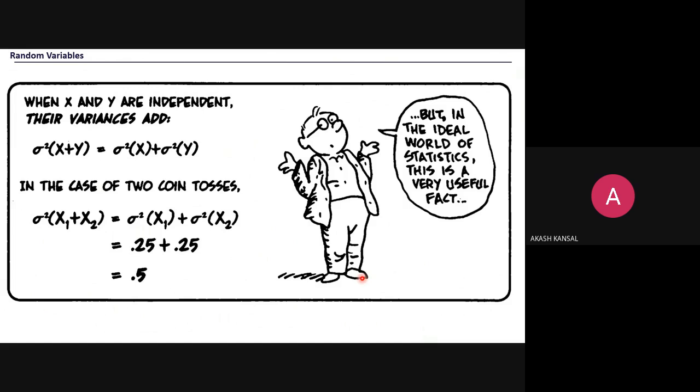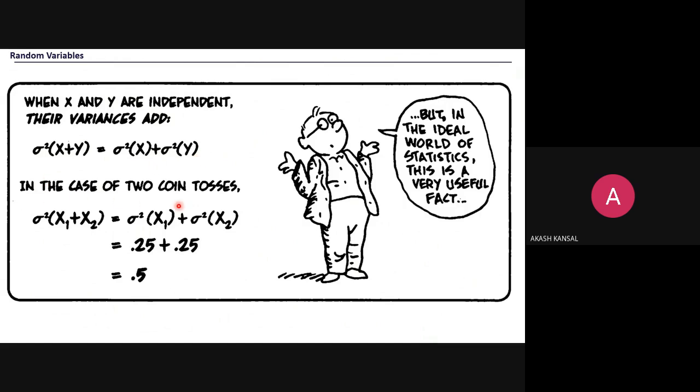Also, if we talk about the variance, not the standard deviation, just the variance: variances are also additive for independent events. This is very important. The events should be independent. In that case, their variances will also be linearly combined. Sigma square of x plus y will be sigma square of x plus sigma square of y, which is variance of x plus y equals variance of x plus variance of y, given that x and y are independent.